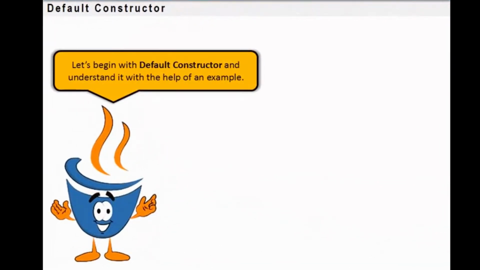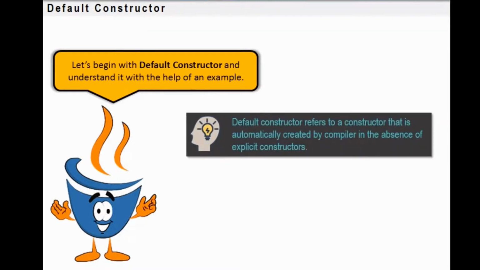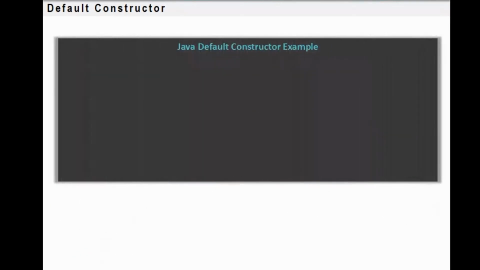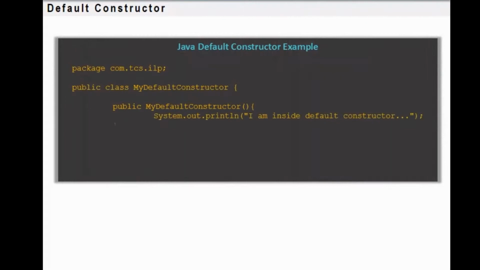Let's begin with default constructor and understand it with the help of an example. Default constructor refers to a constructor that is automatically created by compiler in the absence of explicit constructors. You can also call a constructor without parameters as default constructor because all of its instance variables are set to default values. Let's take a look at an example of default constructor.